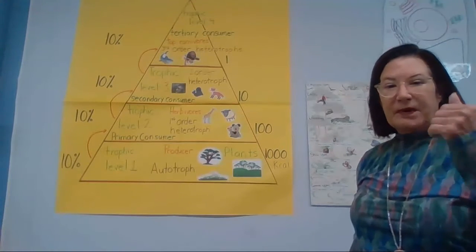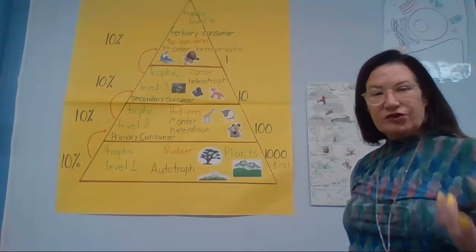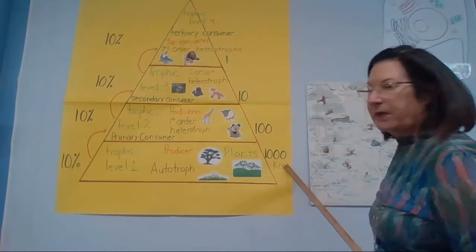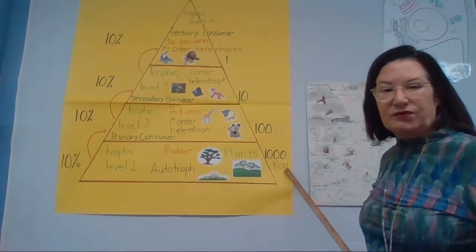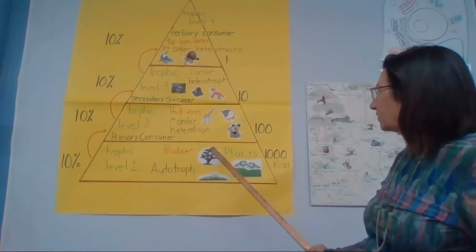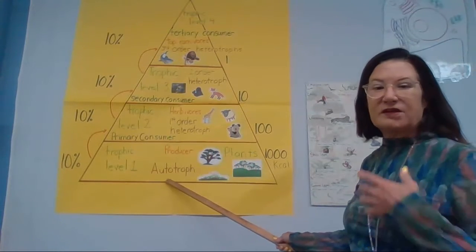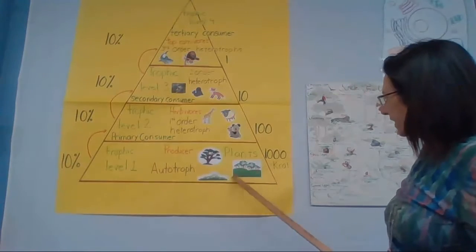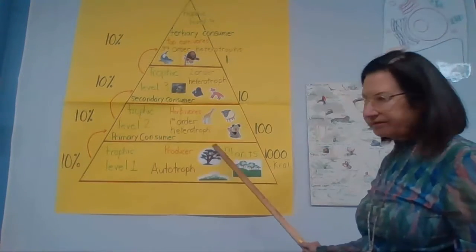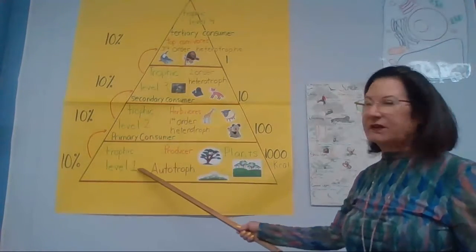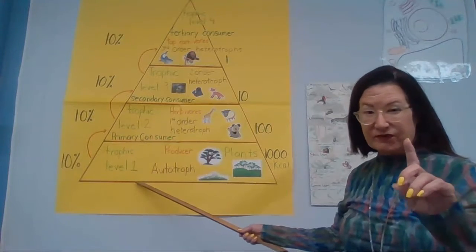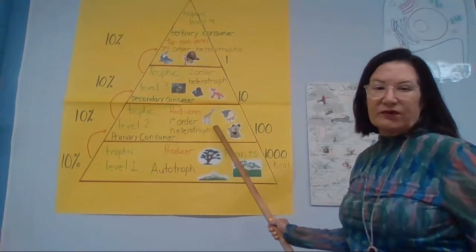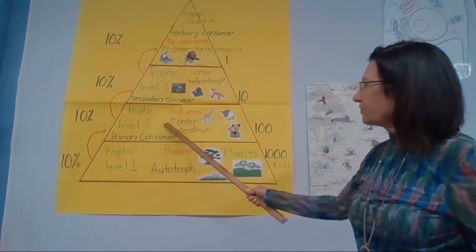So again, at the bottom, just like on our food chain or food web, we always had our producer on the bottom. Okay, our producer is also called an autotroph because they automatically make their own food. And they are plants, as you can see here. And they're going to be on trophic level 1 because they're always first, right? Next, we have the herbivores, and this is trophic level 2.